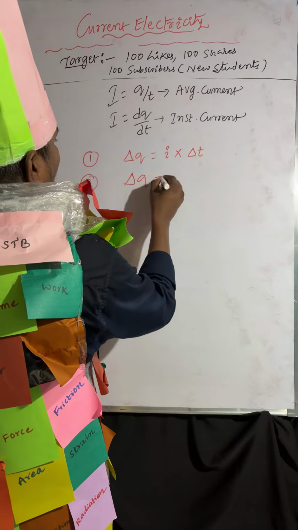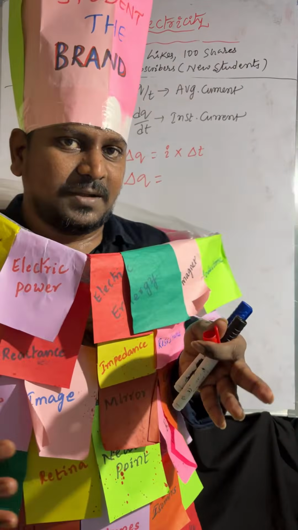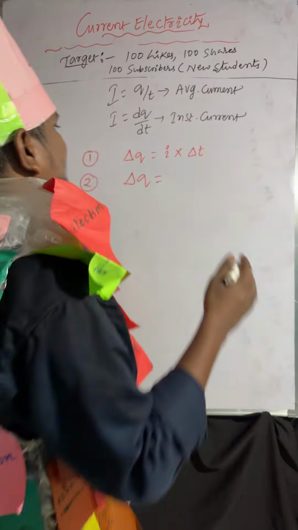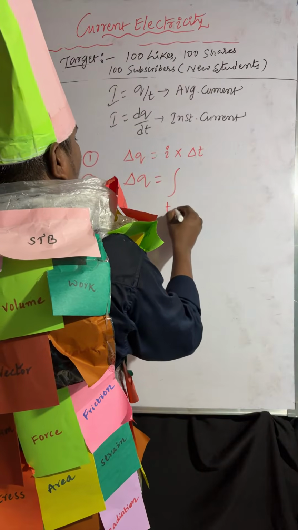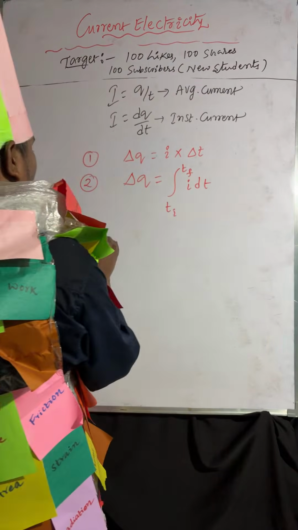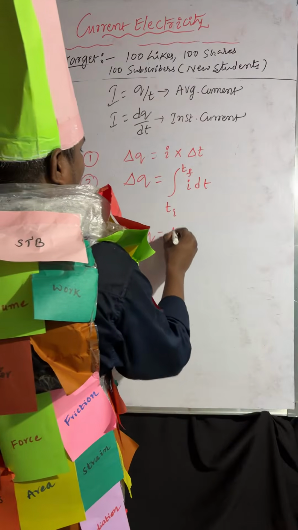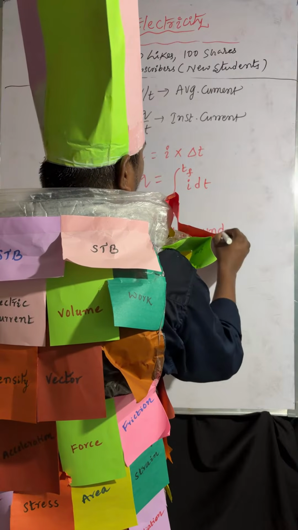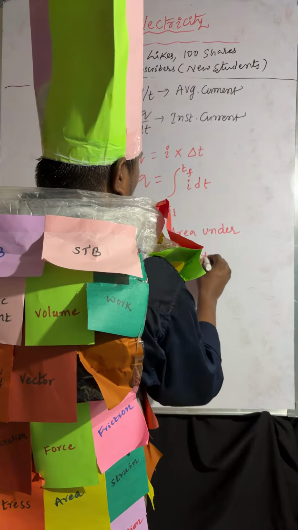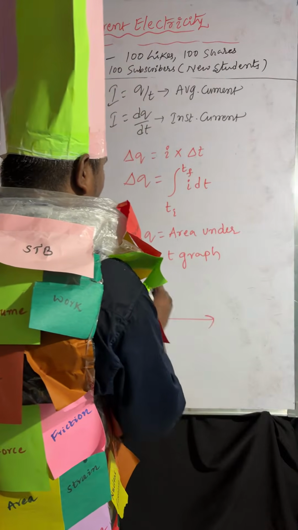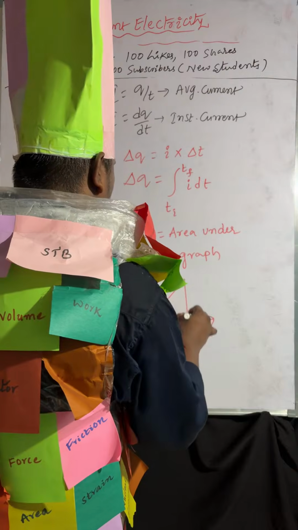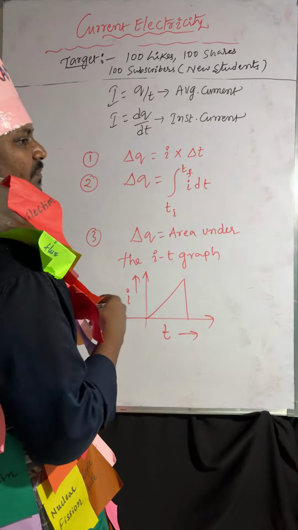The flow of charge can be obtained if the current is a function of time, by integral from t initial to t final of I dt. Third, the flow of charge can be obtained by the area under the I-t graph. I on y axis, t on x axis. Then we can see here.